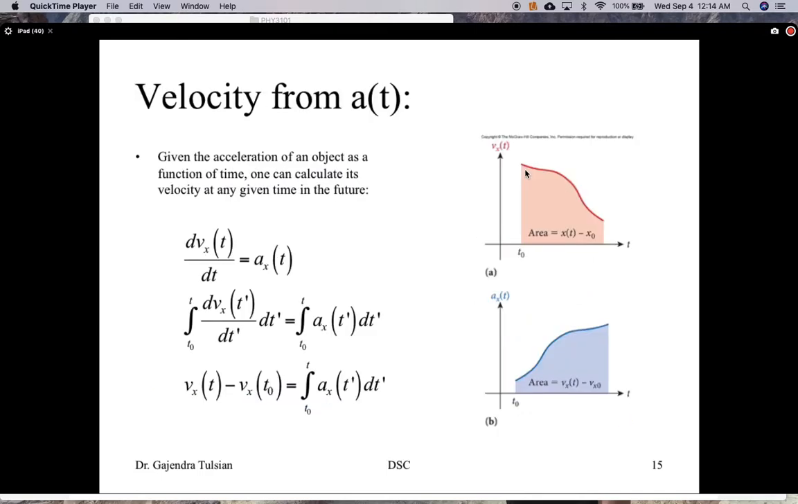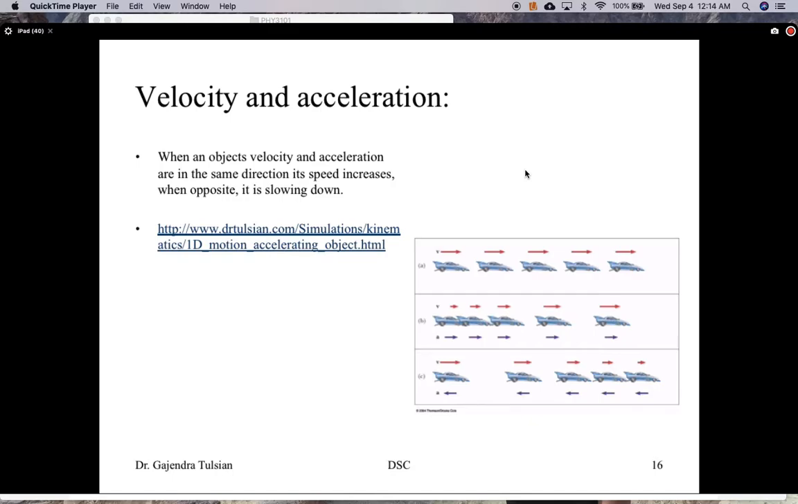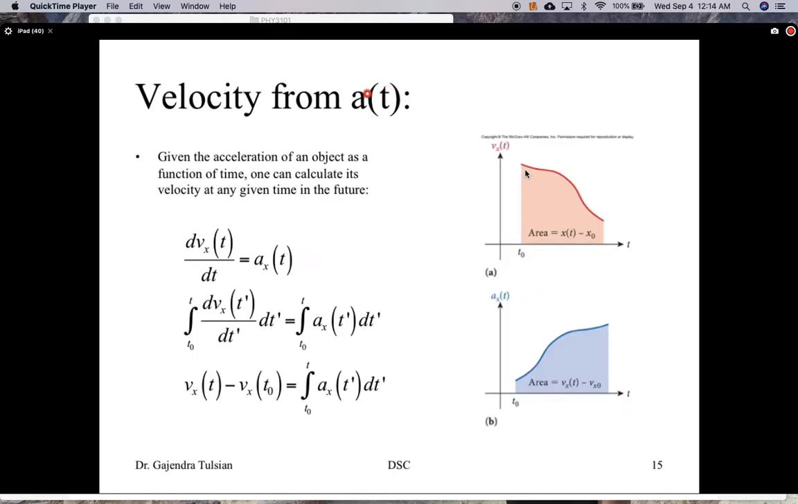Alright, so you saw that if you plot acceleration as a function of time, the area under that curve gives you the change in velocity, the velocity at the end point minus the velocity at the initial point. So this area, which is equal to this integral, is the change in velocity. So what we are showing here is how to obtain velocity given the acceleration as a function of time.